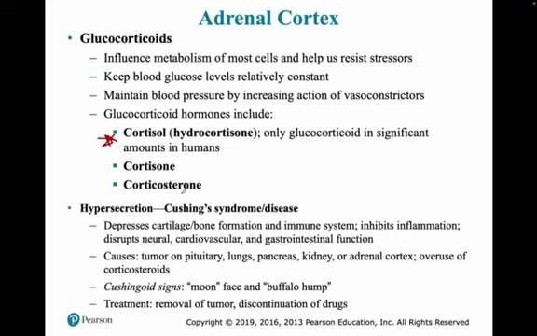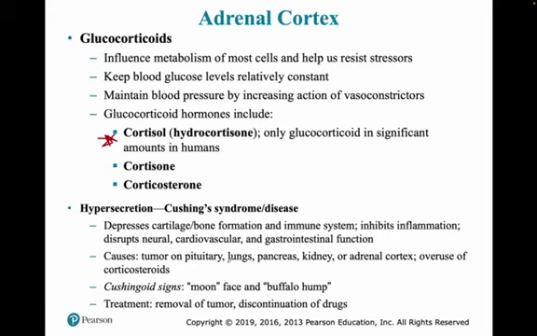If there is hypersecretion of glucocorticoids, what it can create is Cushing's disease, or Cushing syndrome, which depresses cartilage or bone formation and the immune system. It inhibits inflammation, and it can disrupt neural and cardiovascular activity, as well as gastrointestinal function, which might result from an odd type of tumor formation in the pituitary, lungs, pancreas, or basically over usage of corticosteroid hormones.